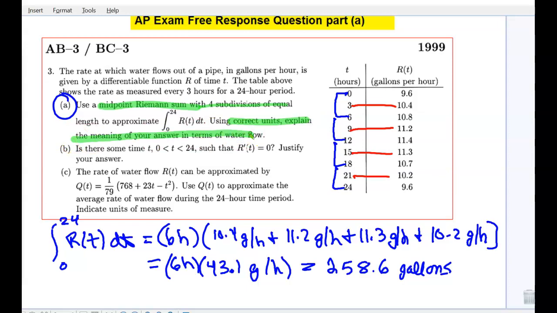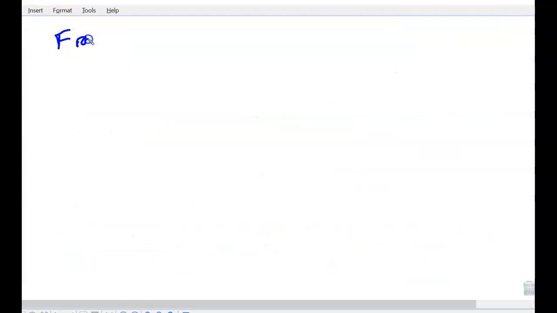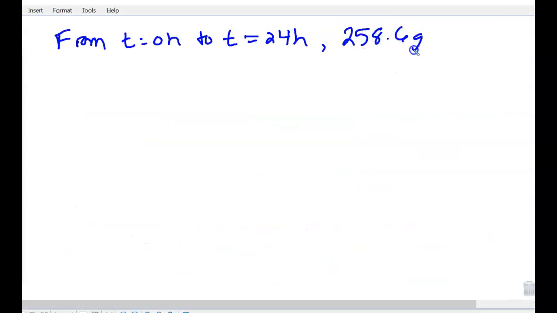And it says it wants us to use correct units and explain the meaning of the answer in terms of water flow. Well, basically, all that's happened is from time 0 to 24 hours, 258.6 gallons of water has flowed through the pipe. So my statement would be from t equals 0 hours to t equals 24 hours, 258.6 gallons of water flowed through the pipe.